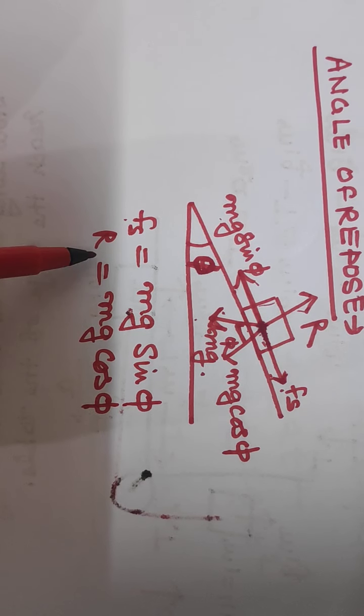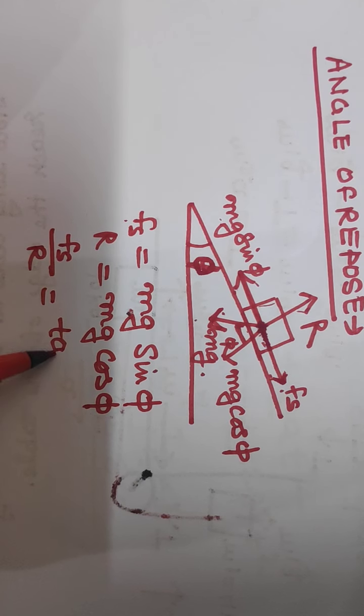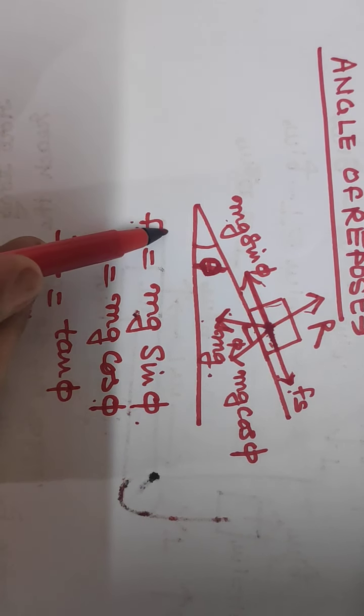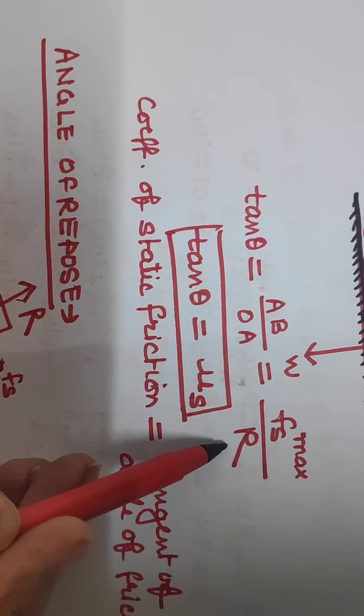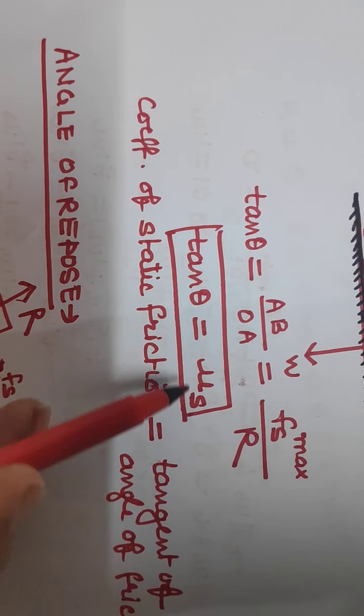From here if we divide them, we get Fs upon R equal to tan phi. We divide these two equations, sin phi upon cos phi, tan phi. So Fs, this is again maximum, limiting, upon R equal to tan phi. And from the earlier equation we know Fs upon R equal to tan theta. So we can write tan theta equal to tan phi.